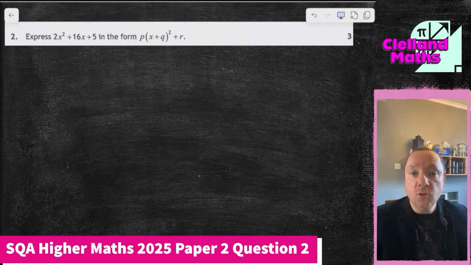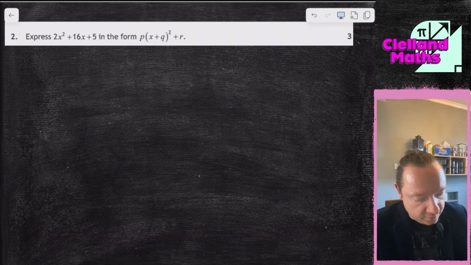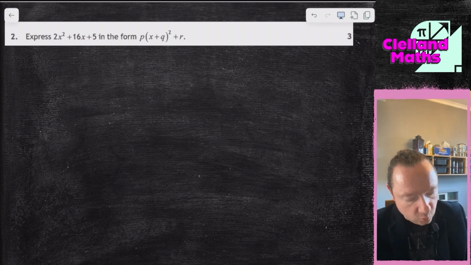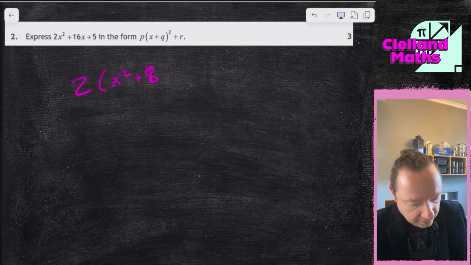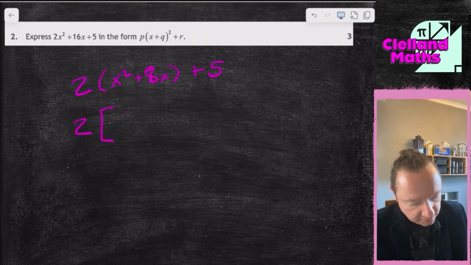SQA Higher Maths 2025, Paper 2, Question 2. Express 2x squared plus 16x plus 5 in the form p(x plus q) squared plus r, completing the square. So how this works is, you take 2 as a common factor of the first terms, x squared plus 8x. Then you've got plus 5 hanging out, and you complete the square on x squared plus 8x. So that's x plus 4 all squared.